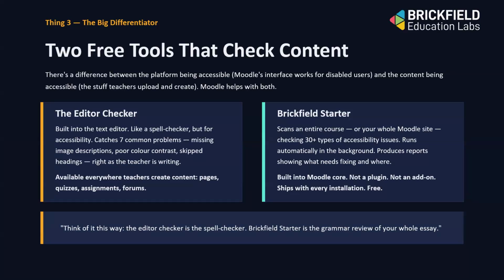Moodle ships with these two free accessibility tools. First, the editor checker. It works like a spell checker, but for accessibility. It catches 7 very common problems right as a teacher is writing: missing image descriptions, poor color contrast, skipped headings. And second, the Brickfield starter. Now, this is different. It scans an entire course or your whole Moodle site and checks for over 30 types of accessibility issues. It runs in the background and produces reports. Think of the editor checker as the spell checker and Brickfield starter as the grammar review of your whole essay.